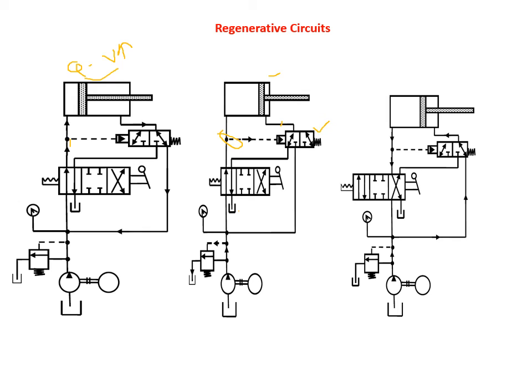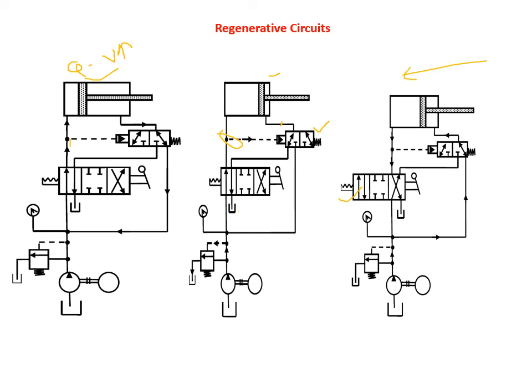So again, this is up to the extension side, and whenever I want a retraction of the actuator, then what will happen, you just change the position of this direction control valve using this lever. So what you observe is that the fluid now has to go through another path.